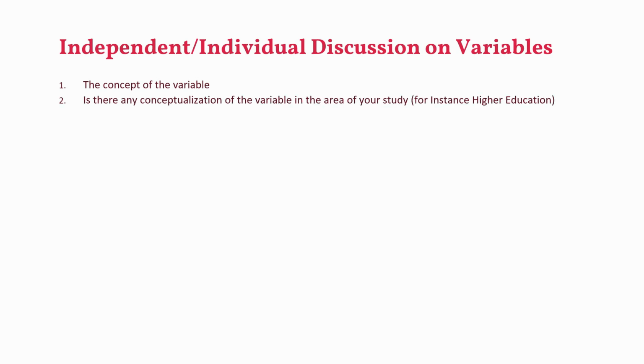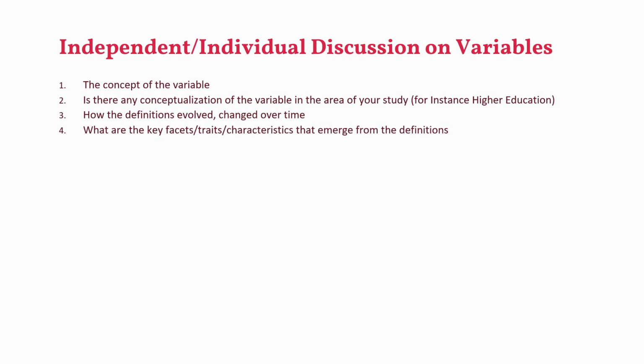Now, is there any conceptualization of this variable in your area of study? For example, if I'm conducting research on servant leadership, is there a definition of servant leadership in higher education? Has the definition changed over time? And if yes, how has it changed over time? Were any new dimensions added to it? What are the key facets and characteristics that emerge from the definition? Are there any key dimensions to the concept? Now, is there any agreement on these definitions? Are there some basic characteristics, some basic facets that all the different researchers or scholars have identified while defining the particular concept?